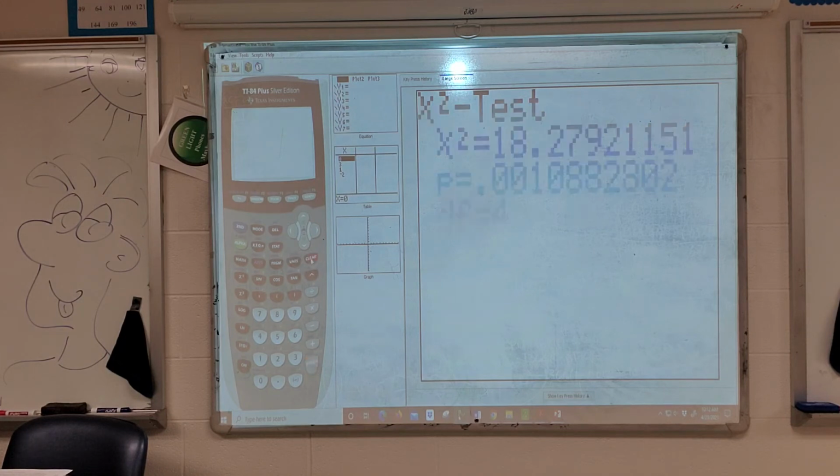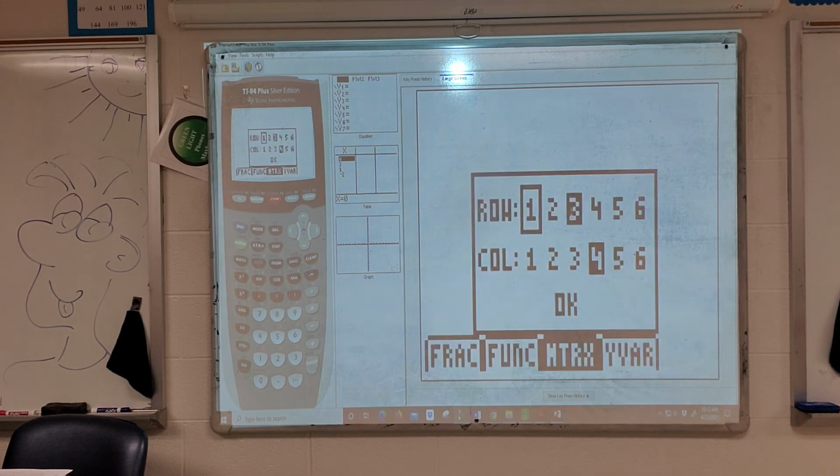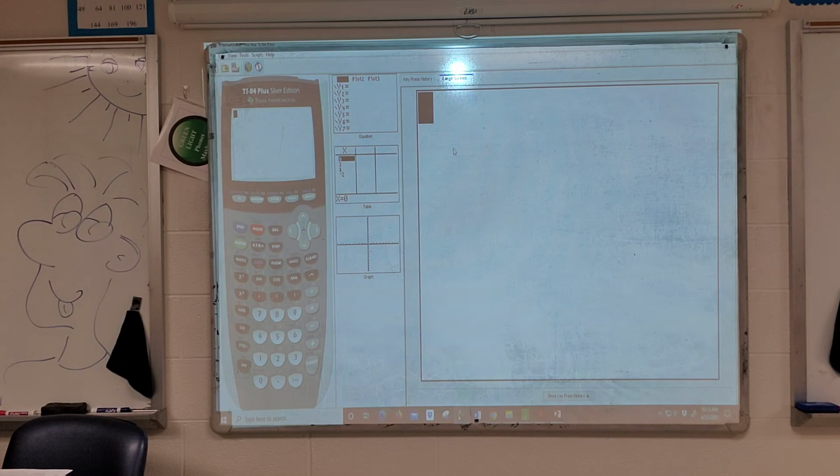Just FYI, this is not to do with this, but you probably put matrices in this way if you hit alpha zoom. We can't do that with observed and expected for this test. We have to put them in the matrices menu. But if you want to do algebra with matrices, if you have to take a course where you do some algebra, I don't know, you may be done with math after this. There it is. That's just my little side note for the day.